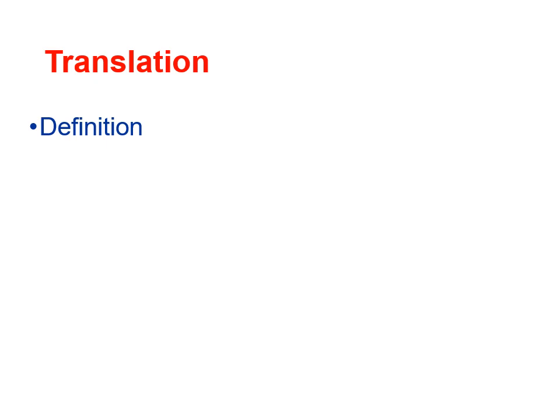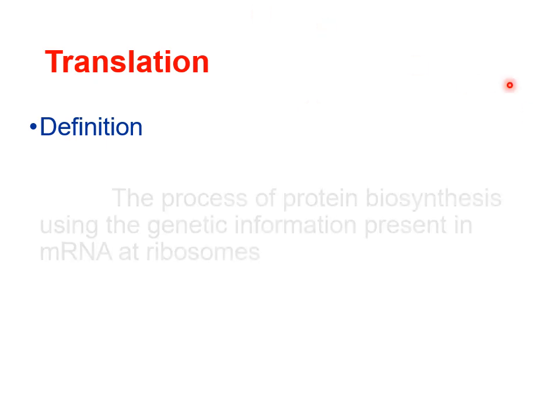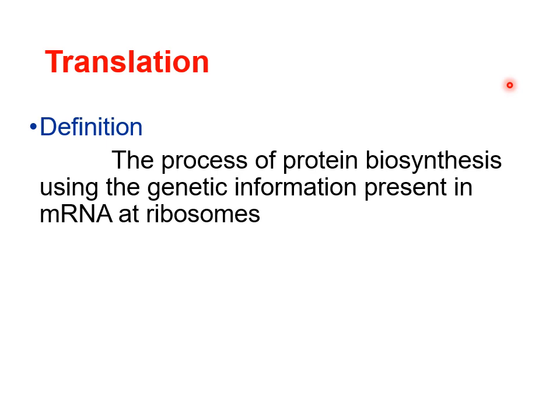Let us first define the translation process. In simple terms, translation is protein biosynthesis. A more comprehensive definition is like this: the process of protein biosynthesis using the genetic information present in the mRNA at the ribosomes is called translation. It is a process by which the message in the genetic code in the mRNA is translated into the amino acid sequence in the proteins.